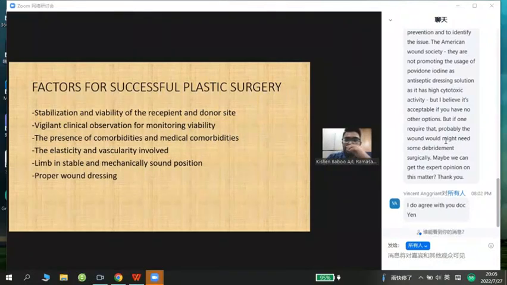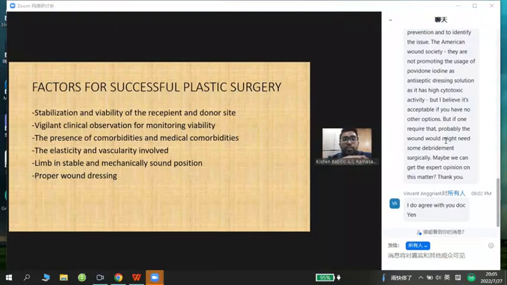So even though plastic surgery can be used, there are a lot of factors which contribute to its success. One of them is stabilization and viability of the recipient and donor site, vigilant clinical observation for monitoring the viability, the presence of medical comorbidities, the elasticity, vascularity involved, a limb in a stable and mechanically sound position, and also proper wound dressings. Meaning, once you have done your graft, it doesn't mean that you don't have to do dressing anymore. It still needs a proper dressing till the wound heals.